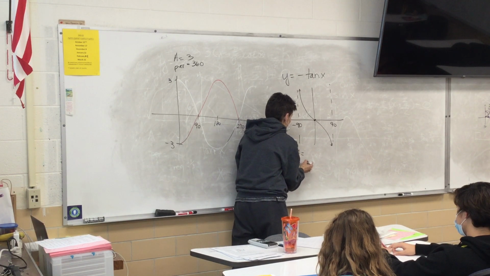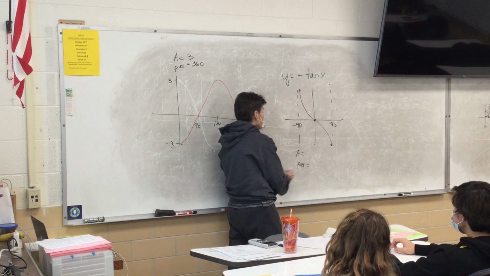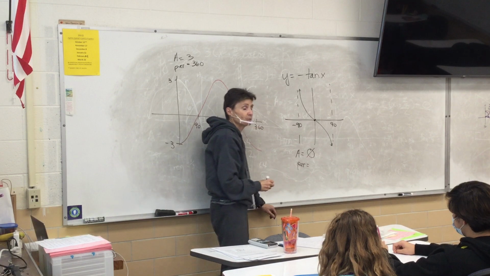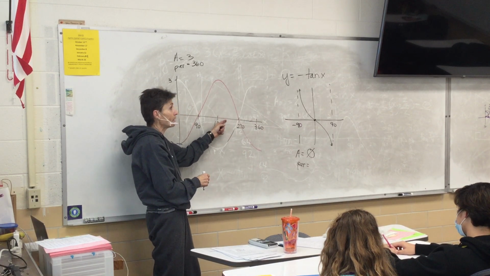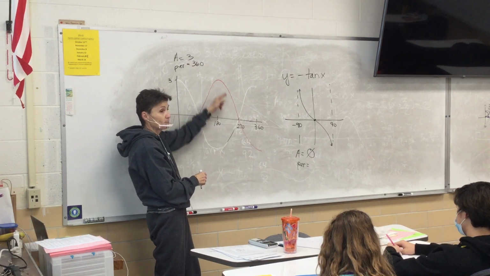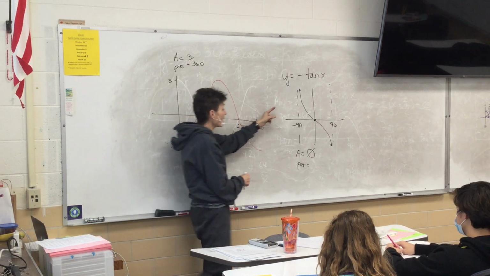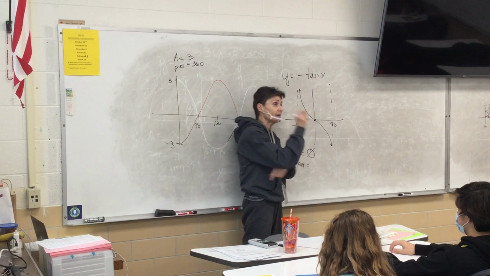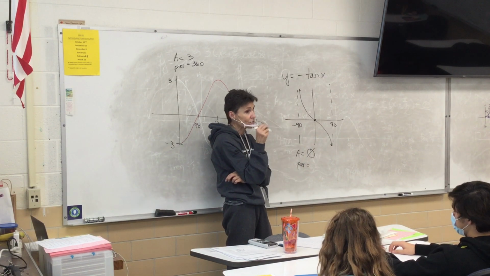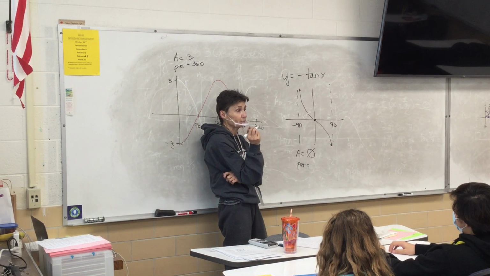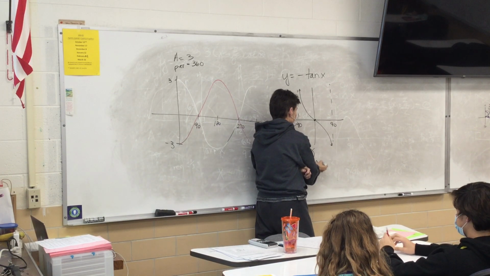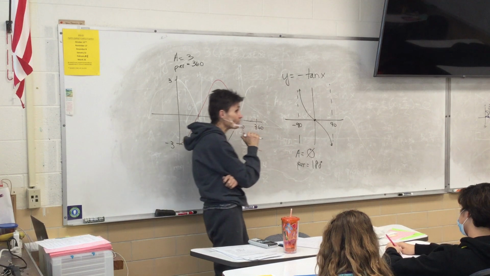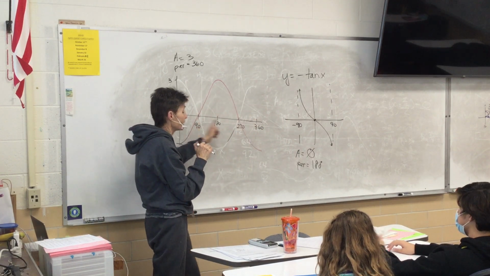Amplitude and period. There is no amplitude. Amplitude is height. How high is this hill? Well, it's 3, it goes up 3. This kind of curve does not have height, so it has no amplitude. What's its period from beginning to end? 180. Yeah, that's different. This one was 360.